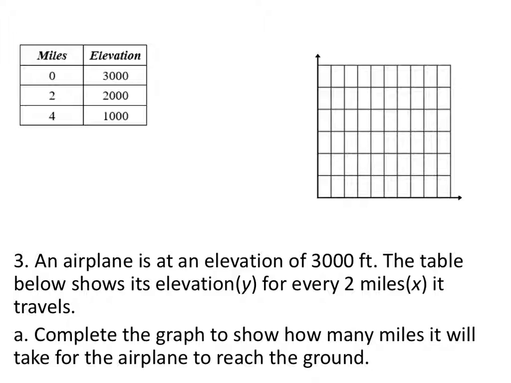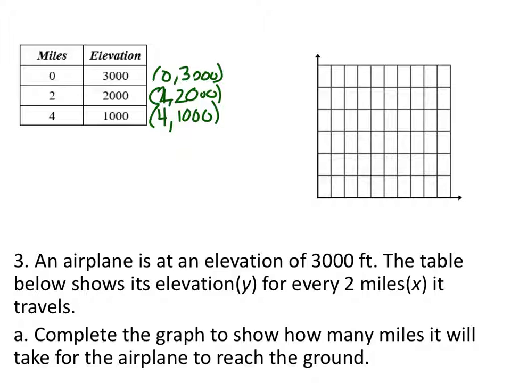All right, guys, here we go on this one. We'll just identify the ordered pairs from the table. At 0 miles, you have an elevation of 3,000 feet. And at 2 miles, you have an elevation of 2,000 feet. Let me fix that. And then finally at 4 miles, an elevation of 1,000 right there.